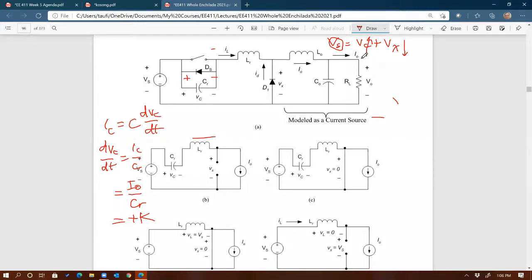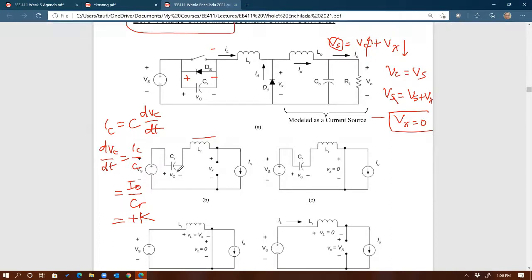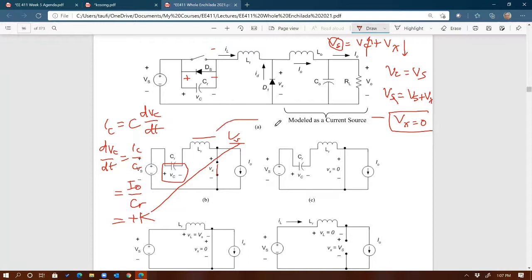So as you are letting this capacitor voltage charge and increase linearly, at one point of time, the voltage across the cap will be reaching Vs. You agree? At some point of time, Vc is going to be equal to Vs. If that is the case, then Vs is equal to Vs plus Vx, so therefore Vx is equal to 0. When that happens, automatically that would turn this diode on, because now the voltage across the diode is 0. That's how the circuit changes its states from state number 1 to state number 2.